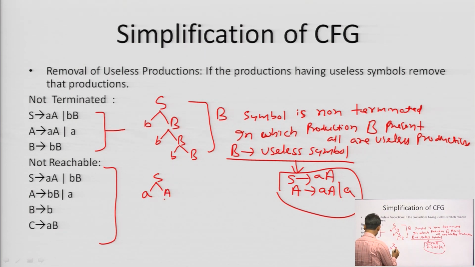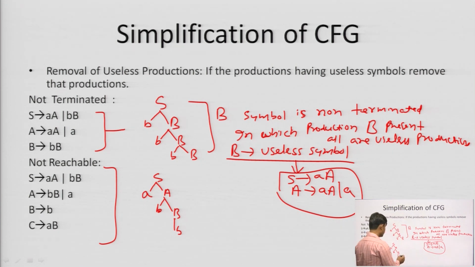So, then A to B. So, like that in B to B. So, if we start from the S, we could not reach the C variable. Unnecessarily we have written C to AB. So, this production C to AB, C is not reachable from the starting state. When we derive from the starting state, we never reach C. That is why C is the useless symbol.